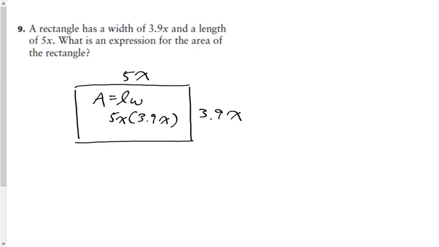If you multiply those coefficients together, 5 times 3.9 is 19.5, and x times x will be x squared. So therefore, the area would be 19.5x squared units.